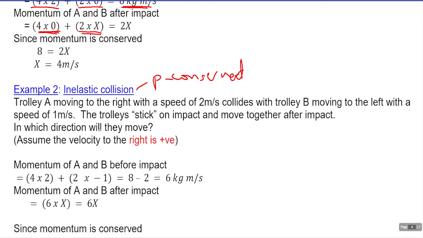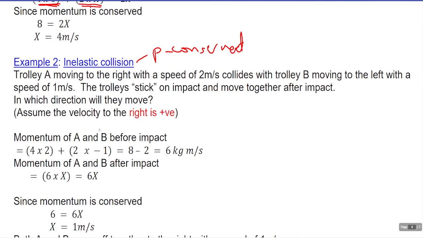Now, in this example, trolley A moves to the right with a speed of 2 meters per second, collides with trolley B moving to the left with a speed of 1 meter per second. So trolley A is moving to the right with 2 meters per second. Remember, its mass is 4 kgs. And then trolley B is now moving to the left at 1 meter per second. So remember, we said momentum is a vector quantity, which means momentum to the left is going to be negative.